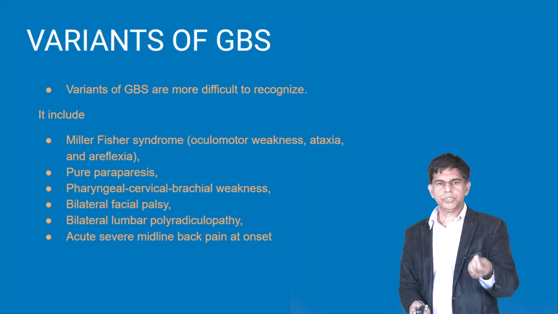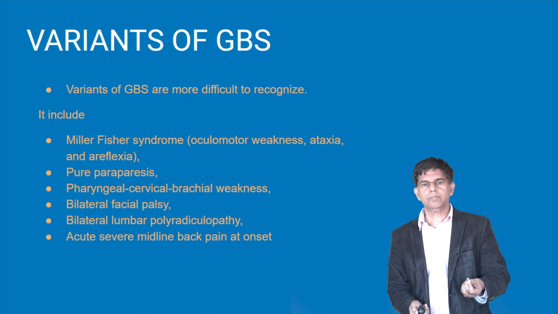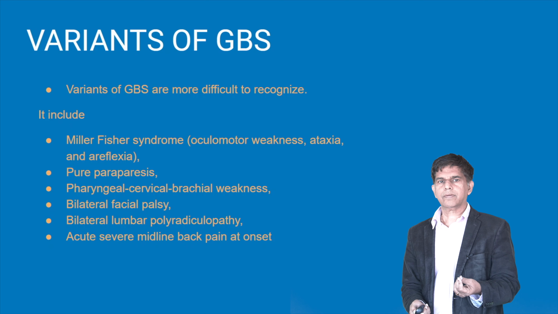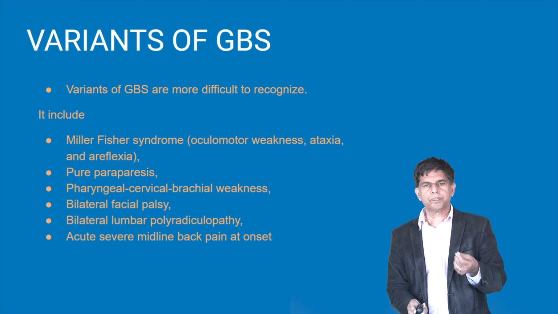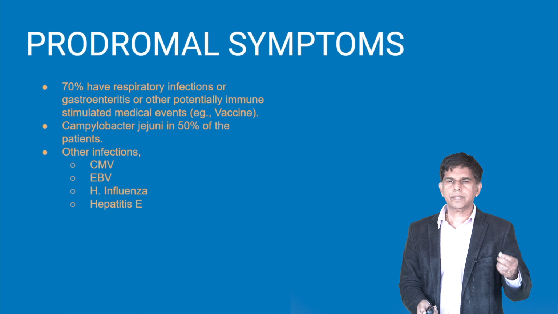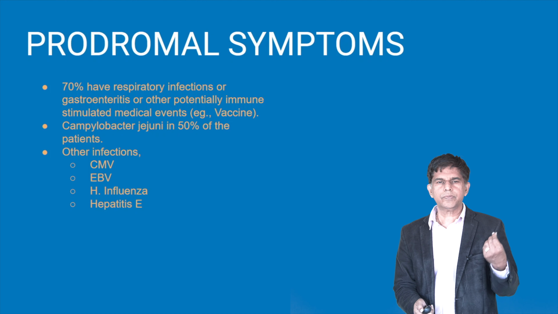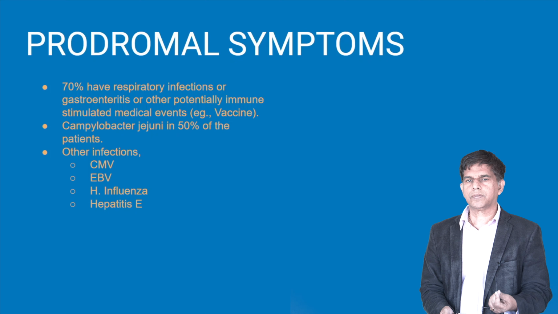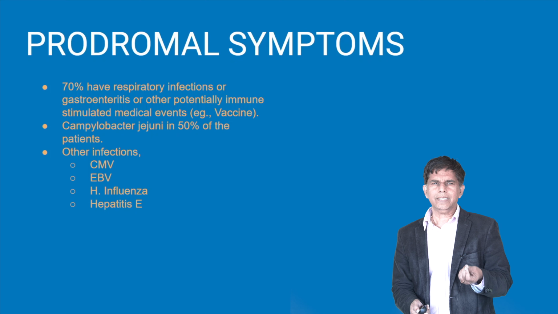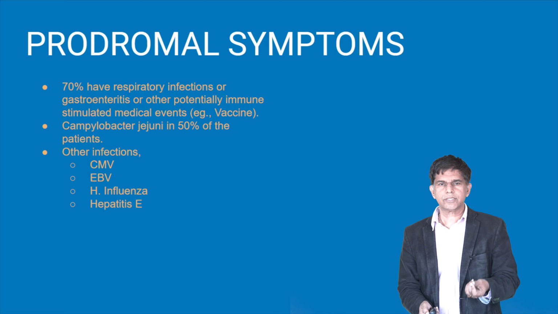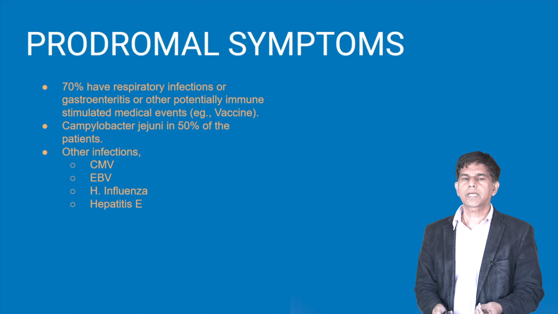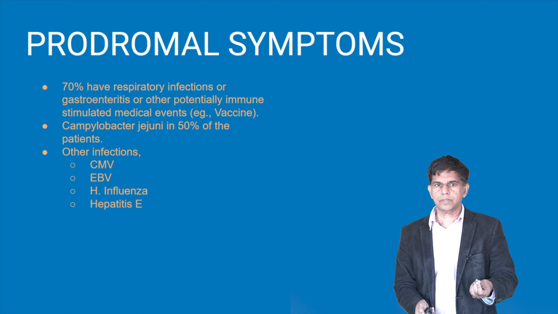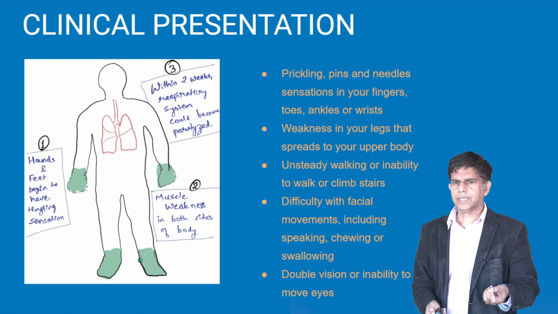Now, variants of GBS. Always remember Miller-Fisher syndrome. There's ophthalmoplegia, ataxia, areflexia, and the prodromal syndromes, just like I said before. One to 4 weeks before the symptoms start, they could have a respiratory infection, gastroenteritis, or even a potential immune stimulator. When we talk about vaccines, there are a lot of reports about the Johnson and Johnson COVID vaccine also causing this.